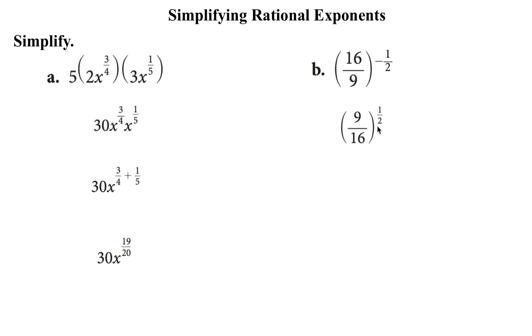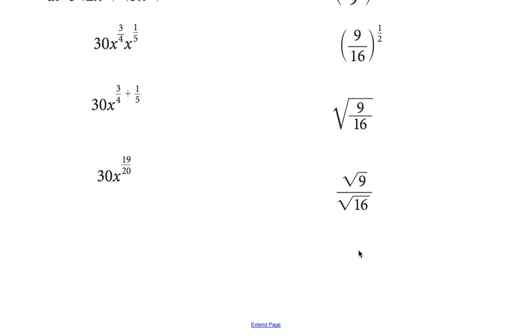So now what did we say that the 1/2 power was? This index of 2 means it's a square root, and the power is 1. So it's everything to the first power, but take the square root. So what we're going to do is take the square root of the whole fraction, which means we can take the square root independently of the numerator and denominator, and those are nice perfect square numbers, so we end up with 3/4.